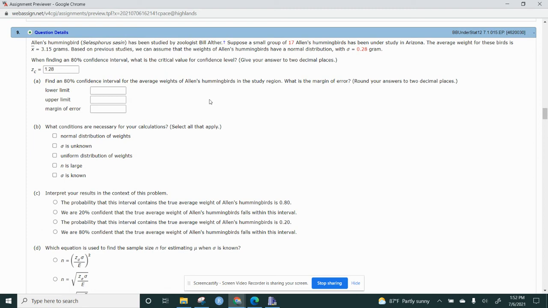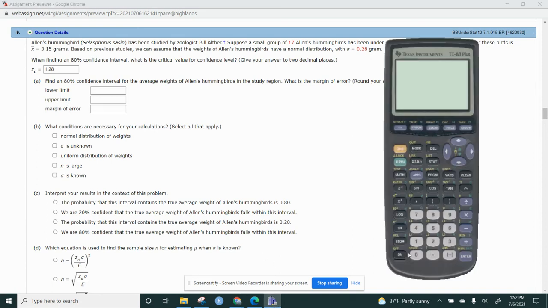My first step is I want to find my lower, my upper, my margin of error. The first thing I'm going to do is find my margin of error. Then I'm going to do it with my calculator, and I'm going to do it in a couple of steps so that it makes it easier. To find my margin of error, I'm going to do 1.28, which is my critical value, times, and then I'm going to do 2 sets of parentheses. Up here is going to be my standard deviation, which was 0.28, which is my population standard deviation.